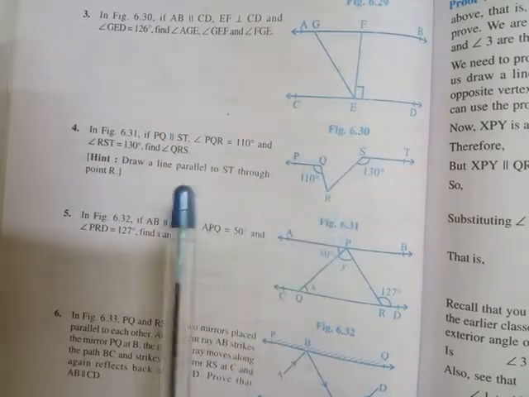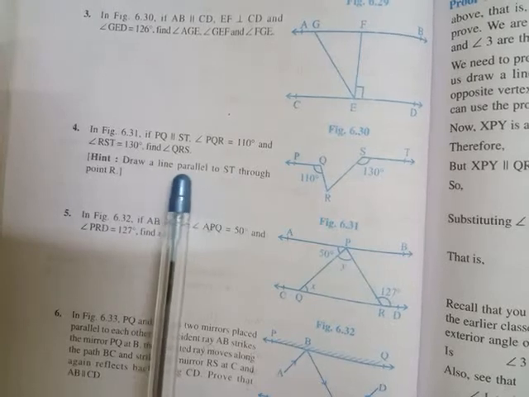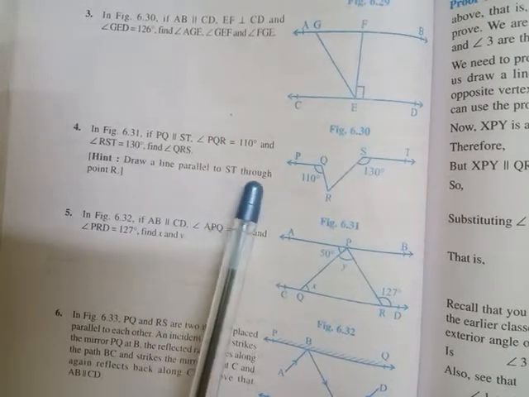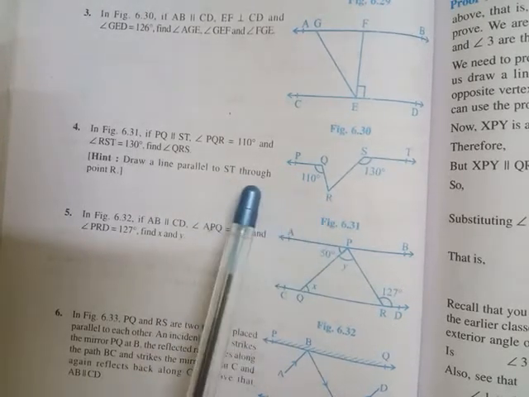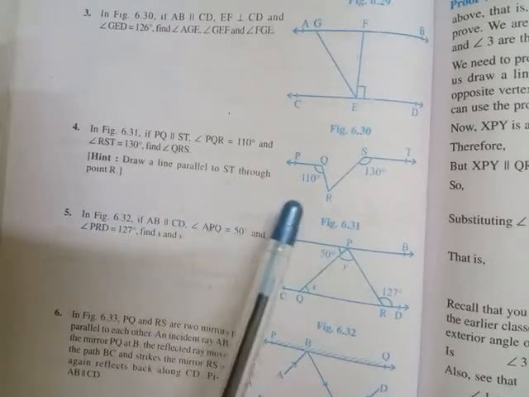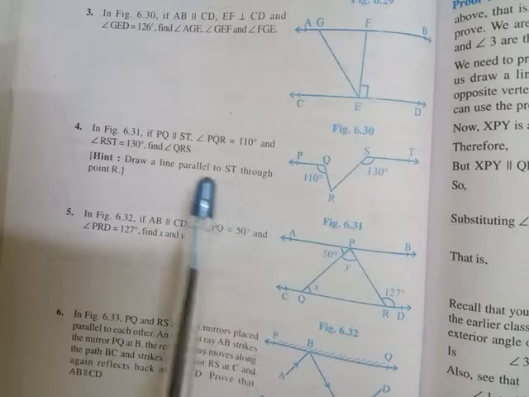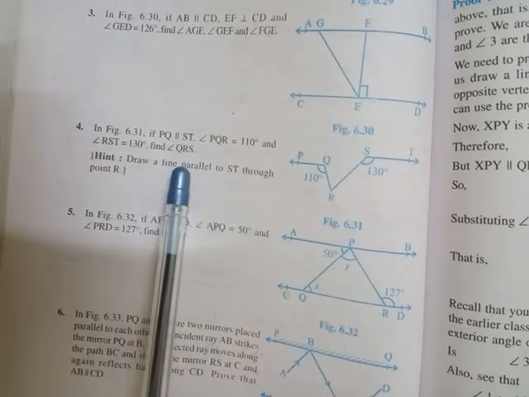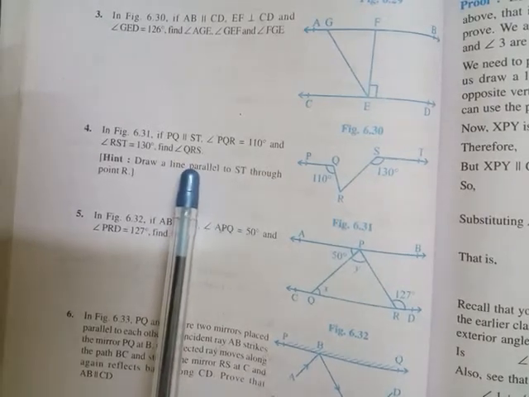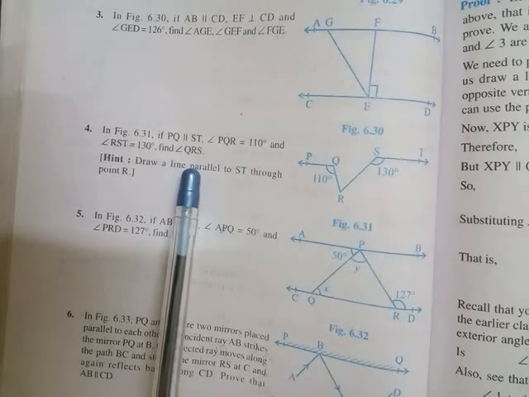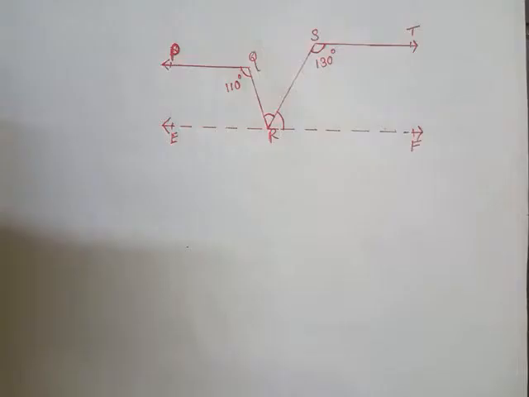So students, one hint is given here. Draw a line parallel to ST through point R, which means from this point I will draw one parallel line here. After that we'll solve this question number 4 from exercise 6.2 class 9 general maths. So student, let's have a look how to solve this one.